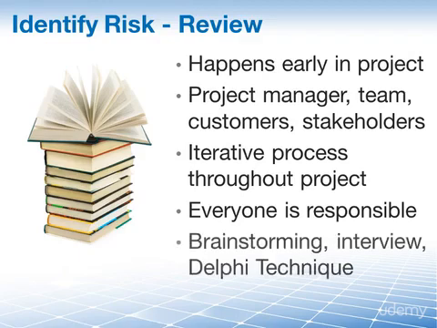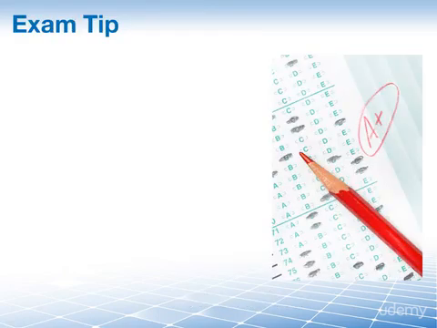There are several methods to identifying risks, like brainstorming, interviews and the Delphi technique. Those are the most common ones. And then, of course, we have just one output, and that is the risk register. And this concludes our look at the Identify Risks process.